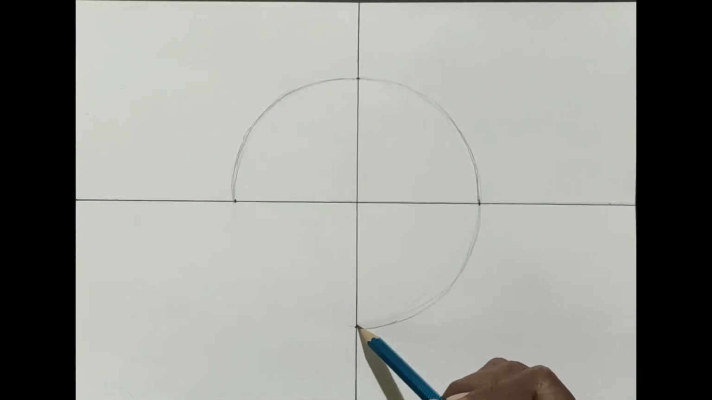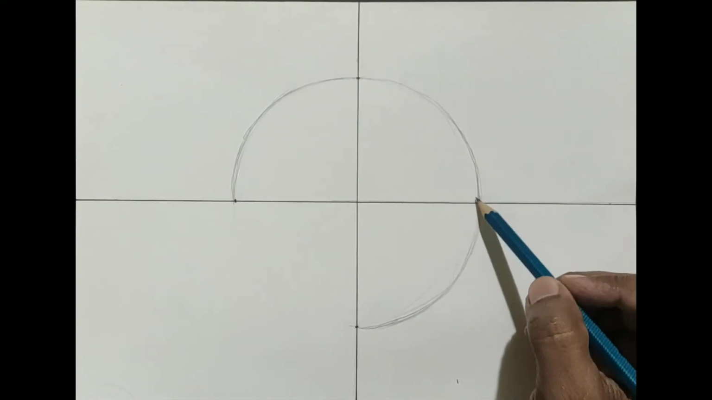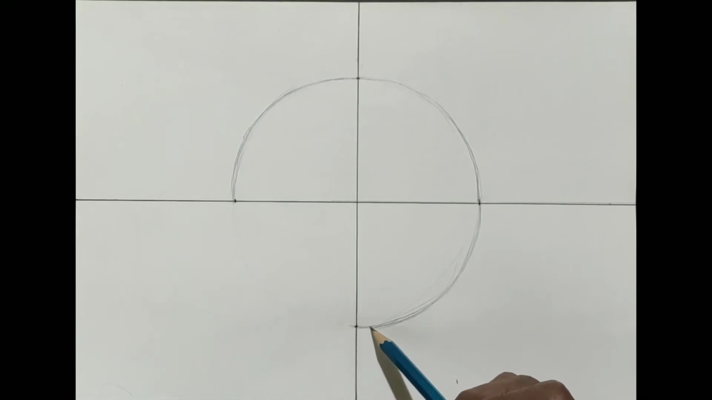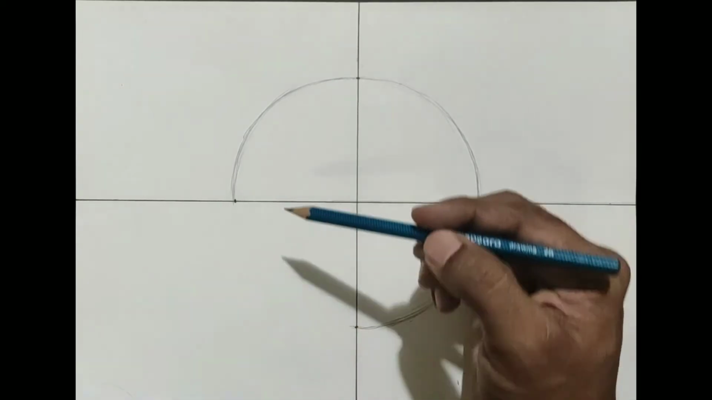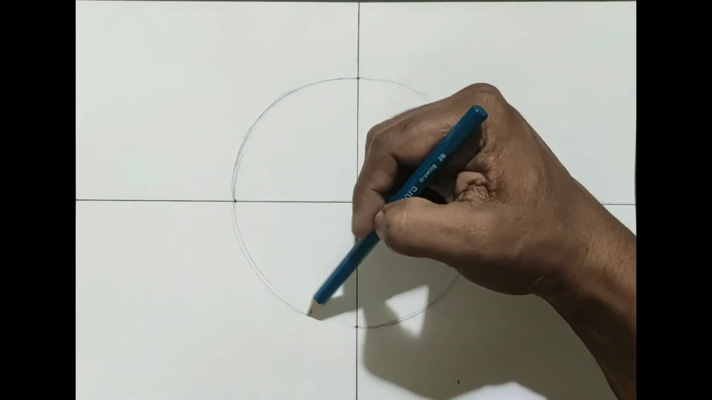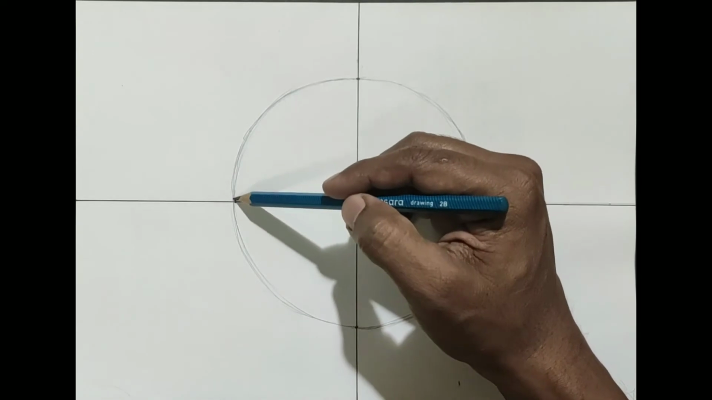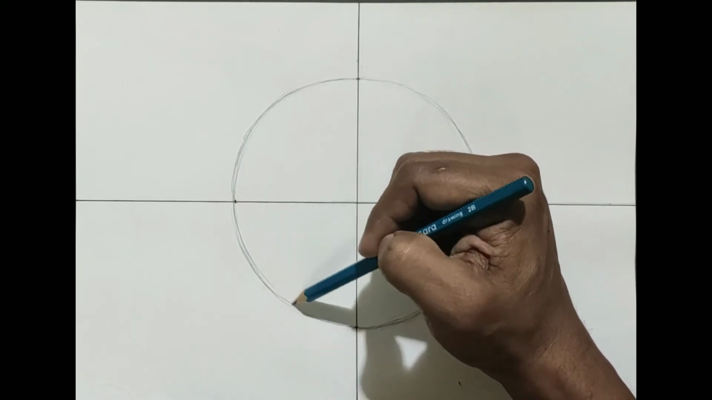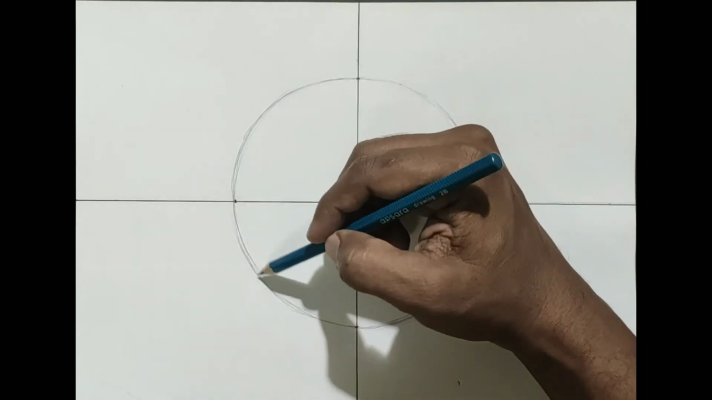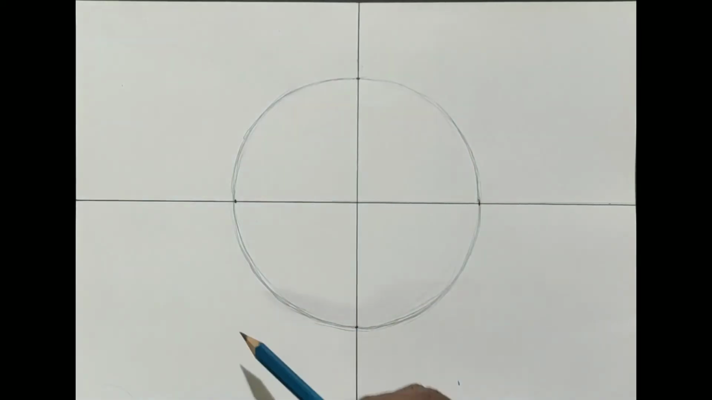See, you can turn the book or page if you are not comfortable with this angle. But my suggestion is to practice this from all angles. On some occasion, if you are drawing a circle on the wall, you will not be able to turn the wall. It is impossible.